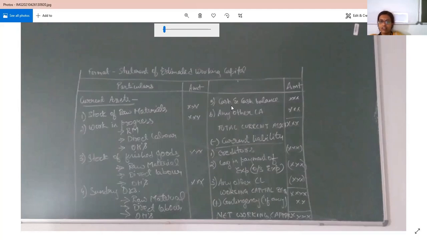And then the fifth point, we have cash balance. You write it only when a cash balance prevails in the company. Otherwise, you would not write it.